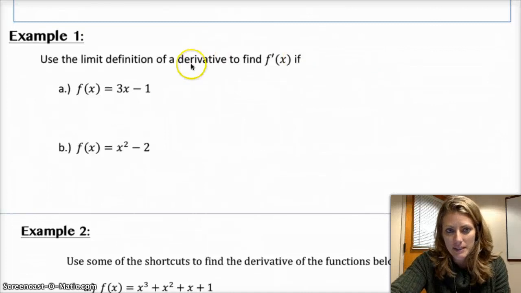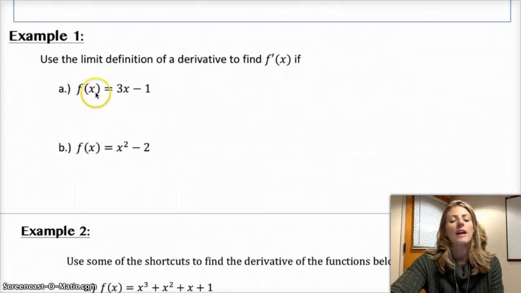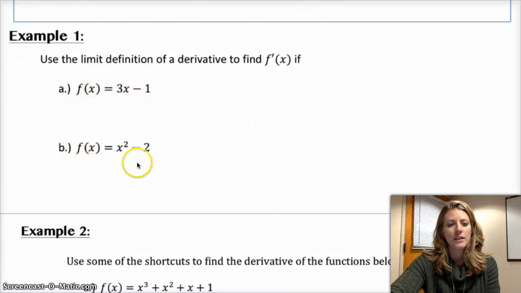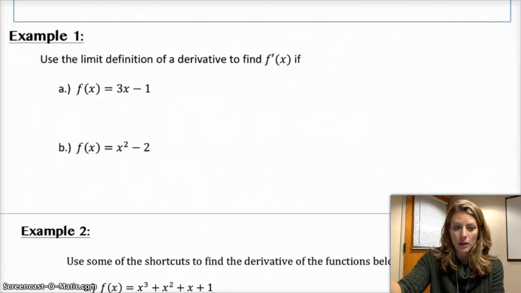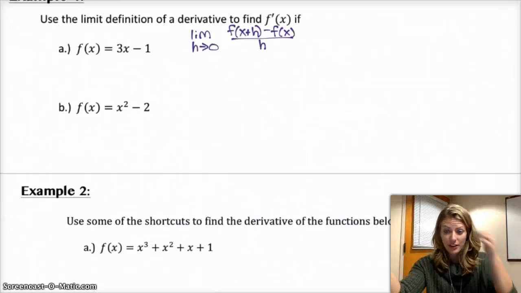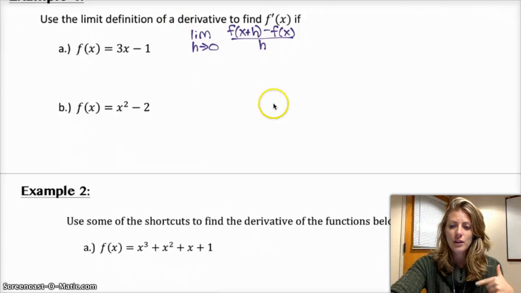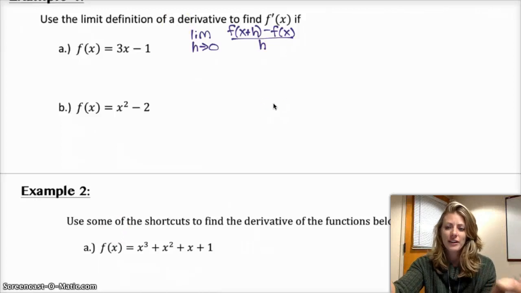We're going to use the limit definition of a derivative to find f prime of x if f of x equals 3x minus 1, and then also do it for x squared minus 2. If you think you already understand it, you can pause right now and try it on your own. Otherwise, I'm going to go through this for the next couple minutes. Okay, to use the limit definition, you need the difference quotient that I give you in the notes and that we've been working with all year.